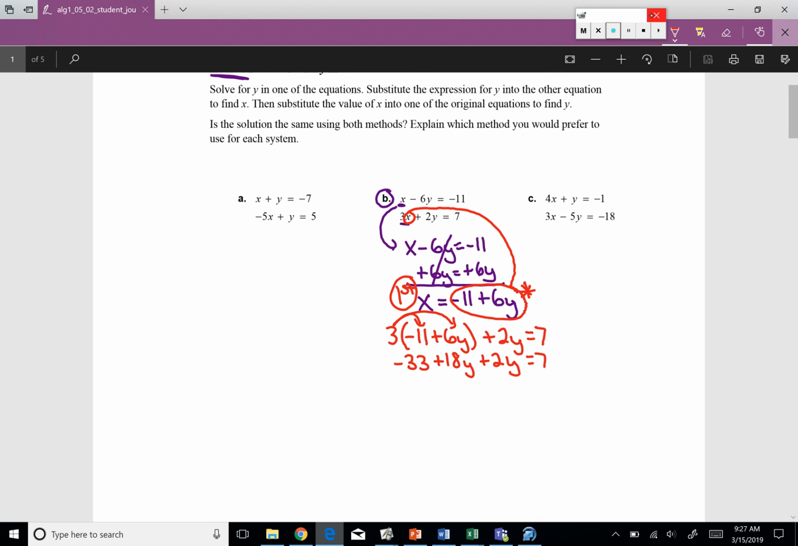Now we have the 18y and 2y are on the same side. I keep the signs the same, and I combine those like terms. So we have negative 33 plus 20y equals 7. The only time I do the opposite is when I want to move a term to the other side of the equal sign. To finish this off, we're going to add 33 to both sides.